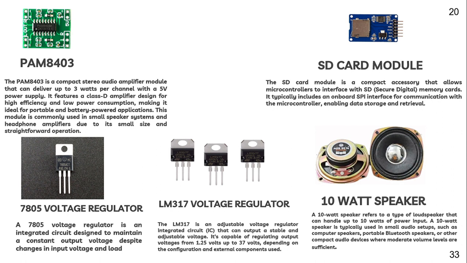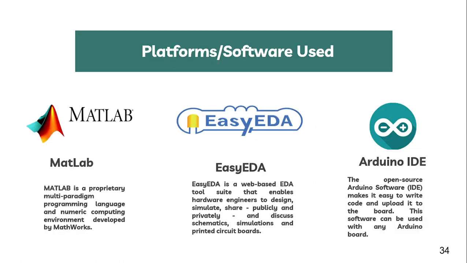PAM8403 amplifier will be used for amplifying the sound coming from Atmega 328P. SD card module is where our audio related to various animals is stored. 7805 voltage regulator is used to regulate 12 volt to 5 volt. LM317 variable regulator is used to regulate 12 volt to 3.3 volt, and a 10 watt speaker is used to play the amplified audio coming from the PAM8403 amplifier.